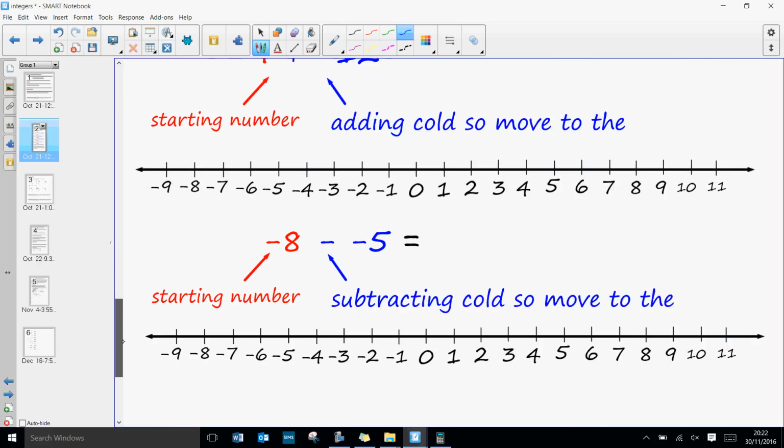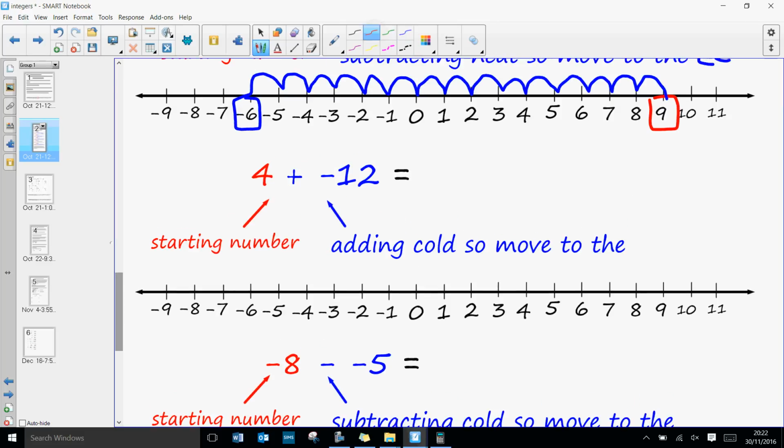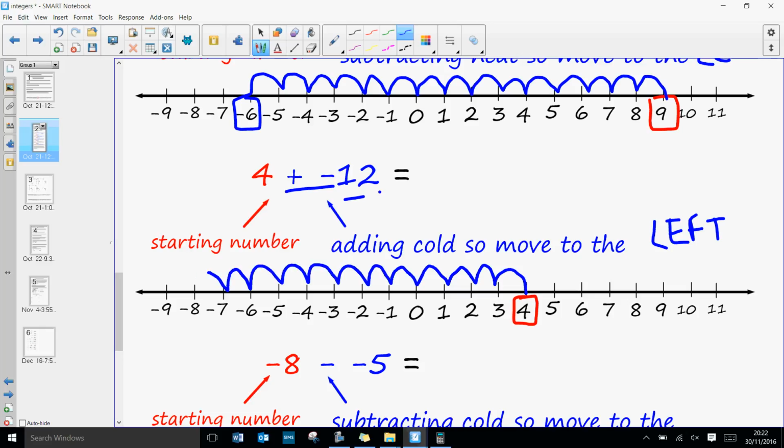Next question, we're starting at 4. This time we're adding cold, so we're adding a negative number. And that means that we're going to move to the left. Okay, so we're at cold, we're going to move to the left because we're going to get colder by 12 units. So 1, 2, 3, 4, 5, 6, 7, 8, 9, 10, 11, 12. And we get to the value -8.